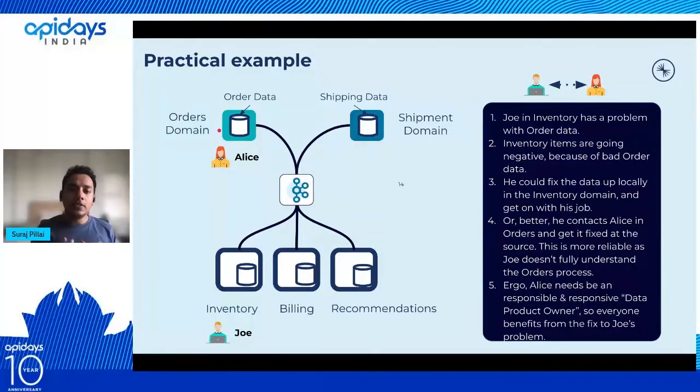is something which is consumed by multiple different domains. The same correction may be required even maybe for the billing domain or even for the recommendations domain. So it makes even more sense that the data is corrected at the source where the ownership lies. So you are fixing owners for your data there.